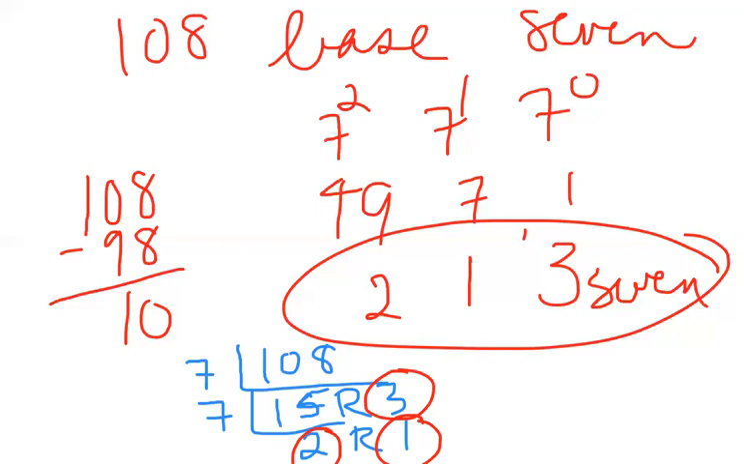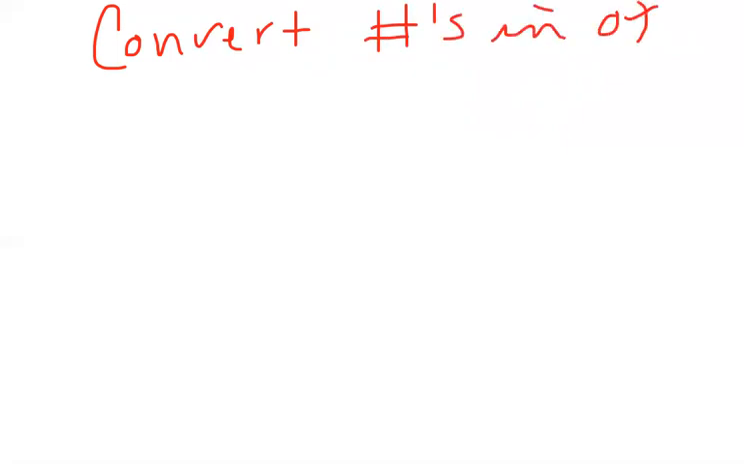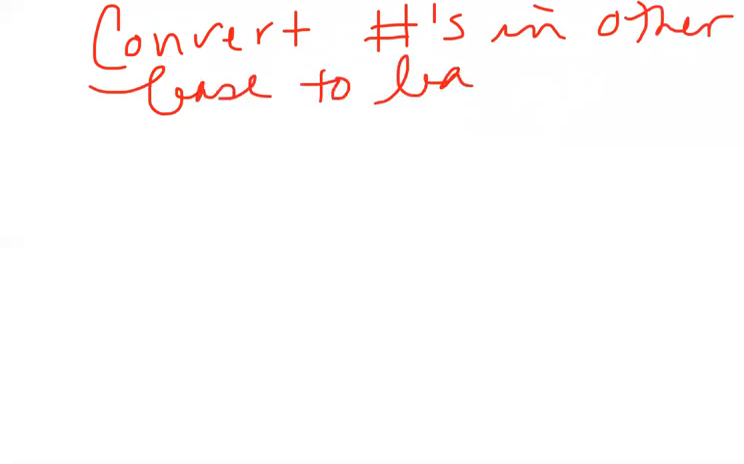Okay, guys, so let's do it in reverse this time. Now we're going to convert numbers in other bases to base 10. You will like this one because it involves multiplication and addition, whereas the other one involved division and subtraction. People prefer to multiply and add rather than divide and subtract, guys. That's why you're going to enjoy this one, and it'll make more sense to you.